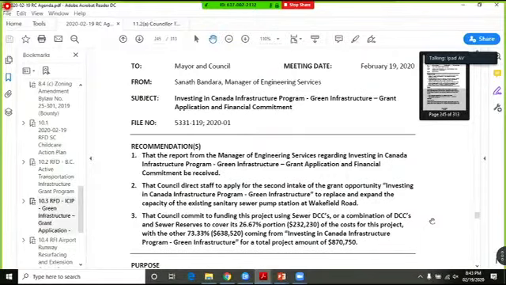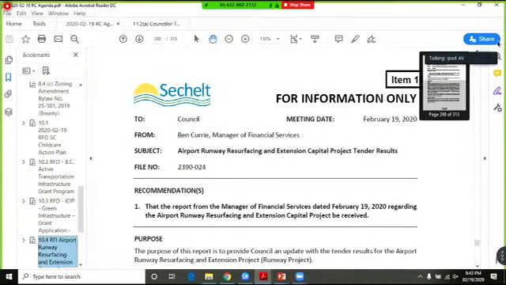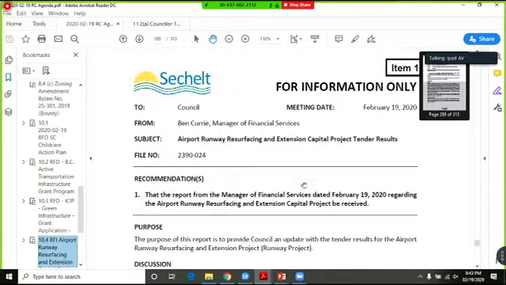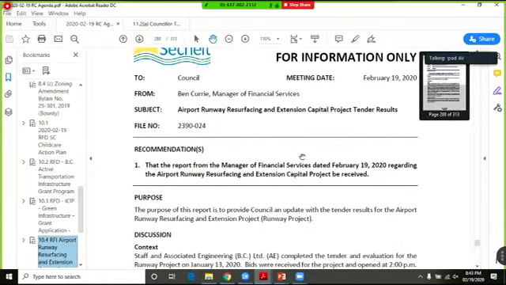Seconded? Any questions, comments? Councillor Toth? I really don't see how we can afford to build it on our own, so hopefully we get a grant. But welcome the information for sure to help make the decisions. Any other questions or comments on the recommendation on the floor? All those in favor? Thank you. All right, and they're both in favor as well. Thank you. Item 10.4. Thank you. Airport runway resurfacing and extension capital project.